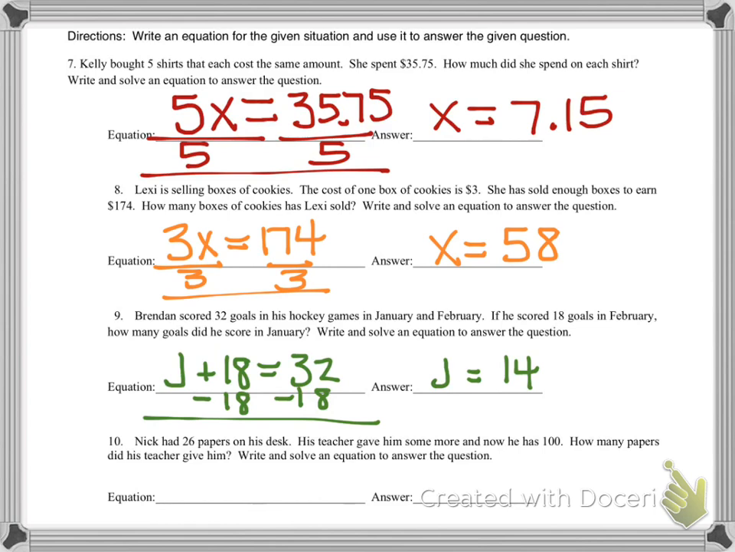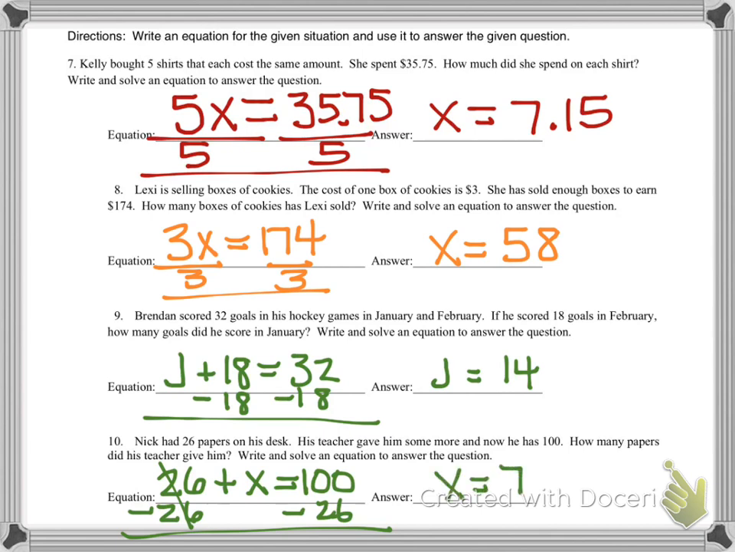All right, last one here. Nick had 26 papers on his desk. His teacher gave him some more, and now he has 100. So he had 26. His teacher gave him some more, so that's a variable. I'll call it X. Altogether, he has 100 papers, and in order to undo the positive 26 here, I would subtract 26 from both sides, and when I do that, the 26 cancel, and I get X is equal to 100 minus 26 is 74. So there's 7 through 10.